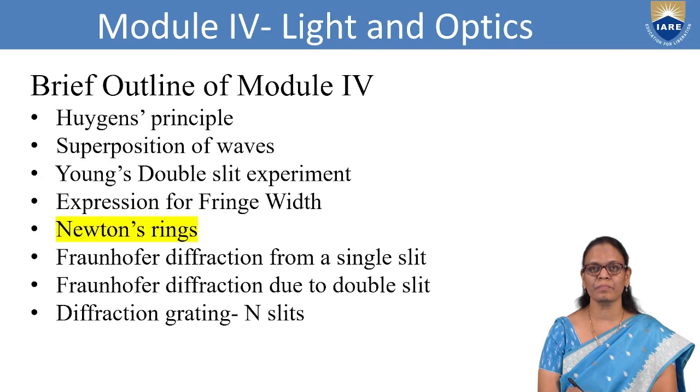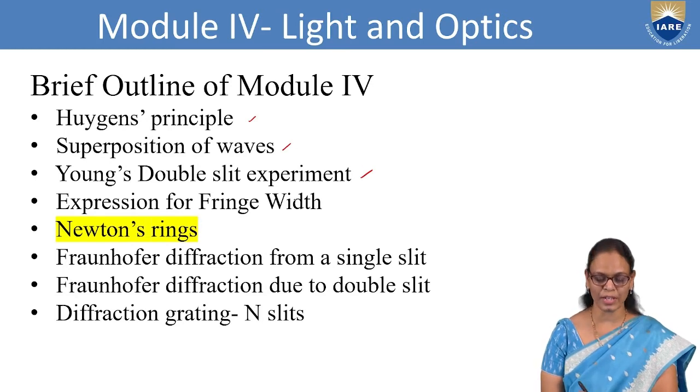If we look at the brief outline of Module 4, we have already discussed the Huygens principle, the superposition of waves, Young's double slit experiment, and we have also derived the expression for fringe width. Today we are going to discuss Newton's rings.